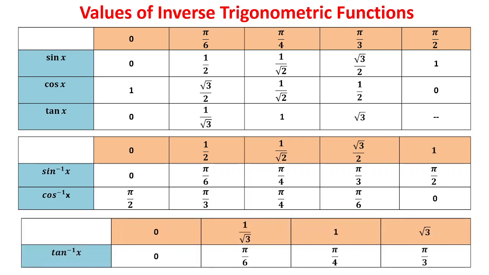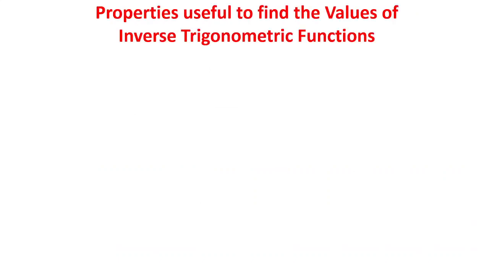Tan inverse x, we will make a small table. Tan inverse 0 is 0, tan inverse 1 by root 3 is pi by 6, tan inverse 1 is pi by 4, tan inverse root 3 is pi by 3. These values you have to remember. Anyway, if you know the trigonometric function values, you are getting the inverse trigonometric function values from that only. These are all useful for doing problems. Now before we go to problems, let us see some properties.